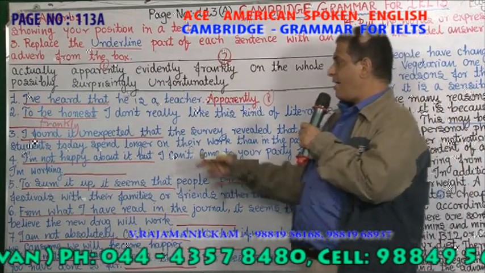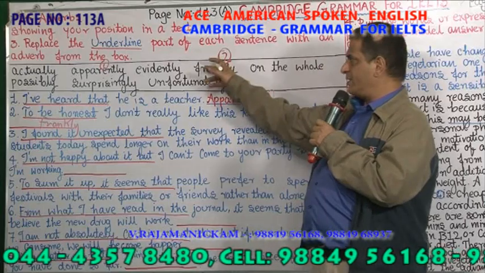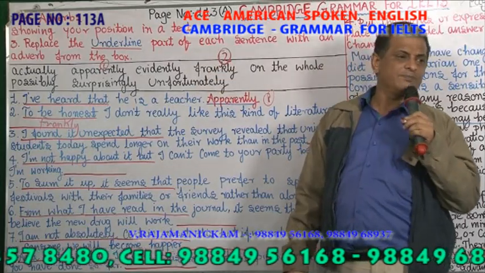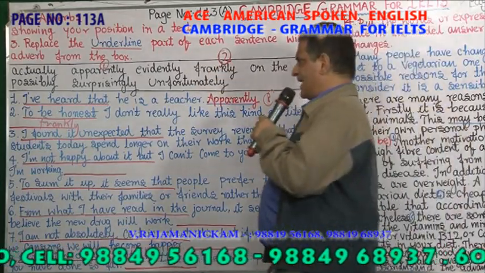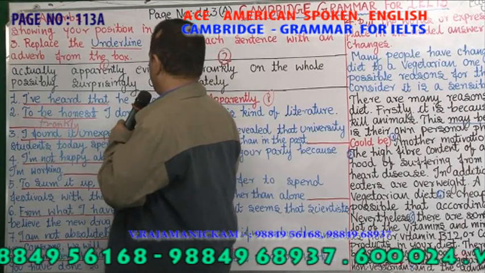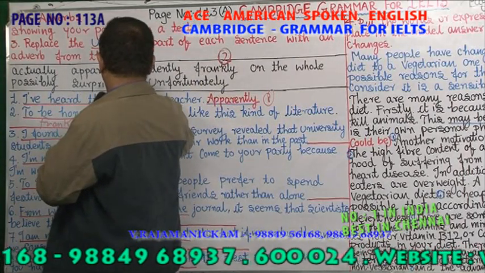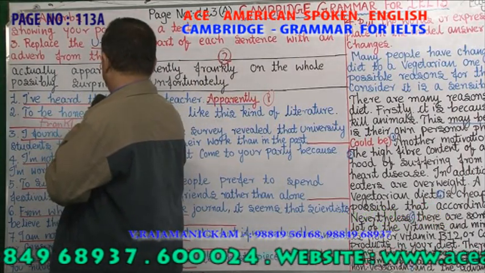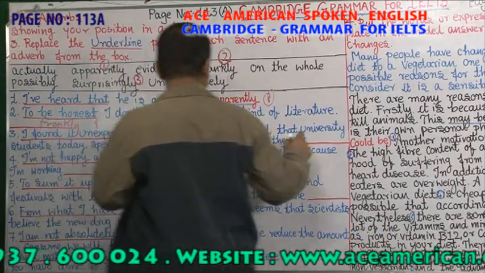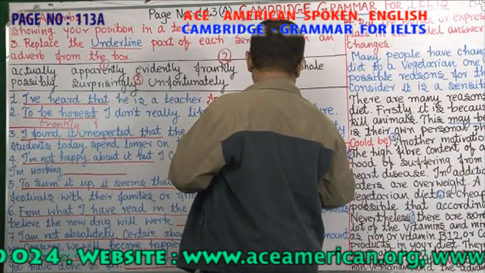So it is, I found it unexpected that. So what are the words you can use from there? Adverb. Surprisingly. So it's a surprise. So number three is surprisingly, right? So you can use it over here. Surprisingly.